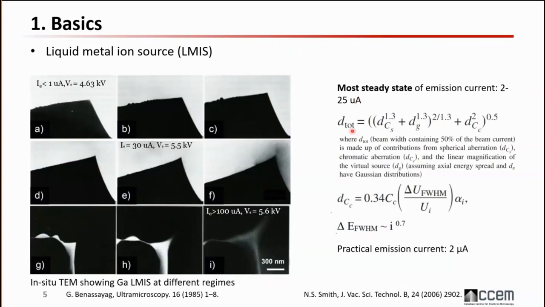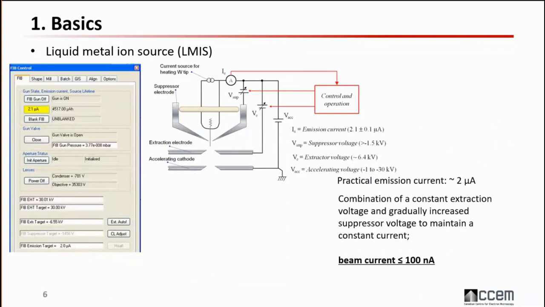But when we look back at the optics used in the FIB column, you see the beam size is contributed from three components: the spherical aberration, the virtual source size, and the chromatic aberration. So here, if you increase the extraction voltage, you will see that at a certain amount your source will be dominated by the aberration. That's why in practice we typically work at something around 2 microamperes.